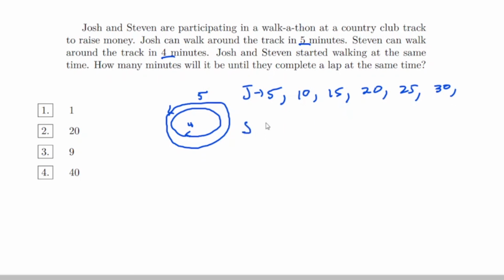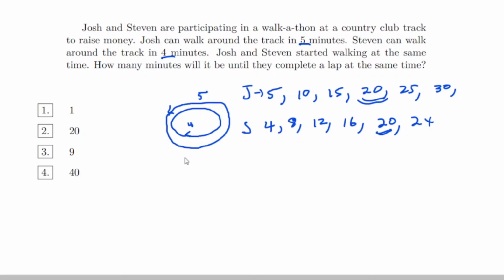And for Steven, after 4 minutes, he does his first lap. After 8 minutes, he does his second. 12, he does his third. 16, he does his fourth. 20, he does his fifth. And 24, he does his sixth. And then if they started at the same time, it looks like after 20 minutes, they will both be completing their laps.